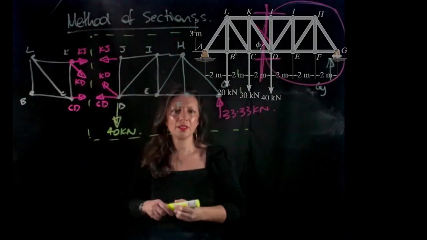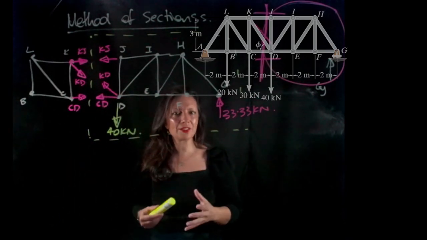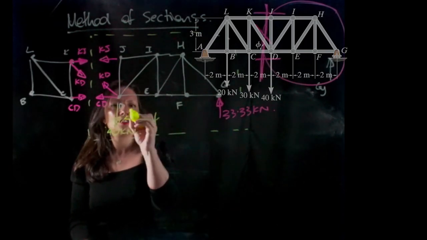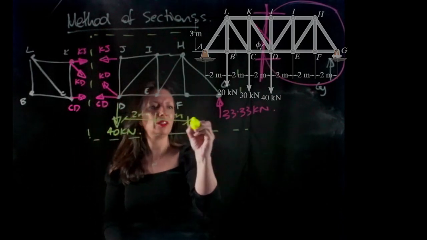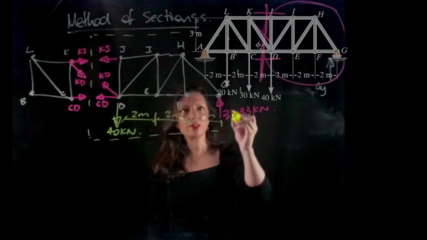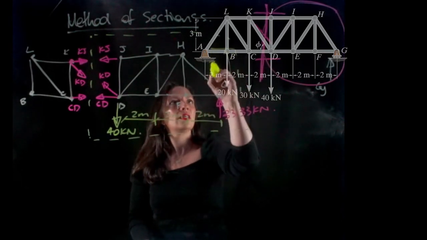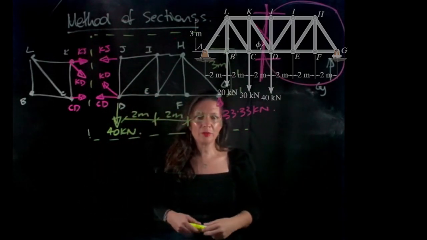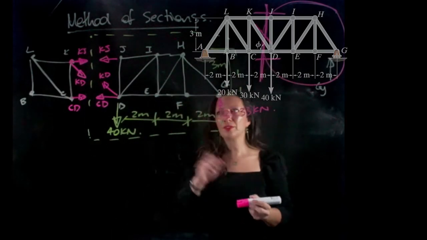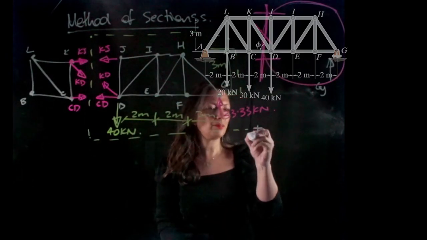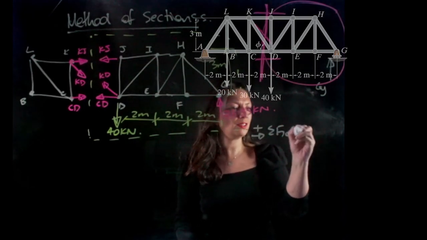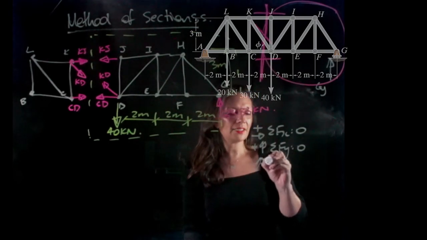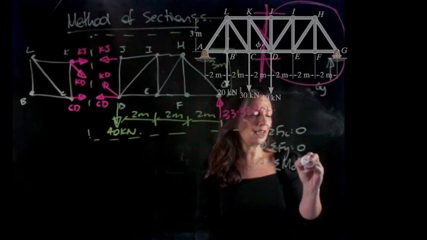So what else do we need on our free body diagram? We need to have some dimensions. So here I'm going to have 2 meters, 2 meters, and 2 meters. And the height of my truss is 3 meters. So we should write out our equations for equilibrium, because I think that's going to make us able to solve this problem a little easier. So the sum of the forces in the x direction equals 0, the sum of the forces in the y direction has to equal 0, and the sum of the moments around a point has to equal 0.